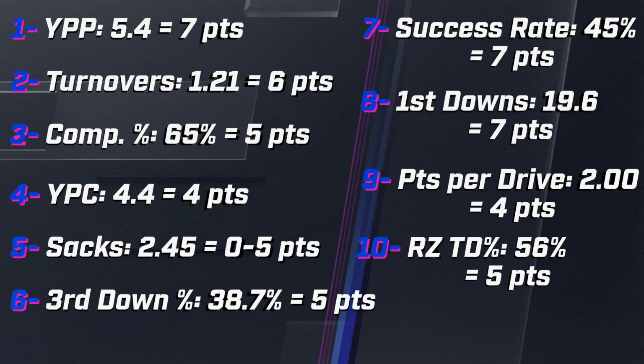Turnovers, category 2, 1.21. Sacks, 2.45. That's sacks allowed, 2.45. 2 sacks allowed would be 5 points. Take a look at the sacks allowed for the 2024 season, and you'll be surprised at what 2 sacks per game actually looks like, or a little below 2 sacks per game.